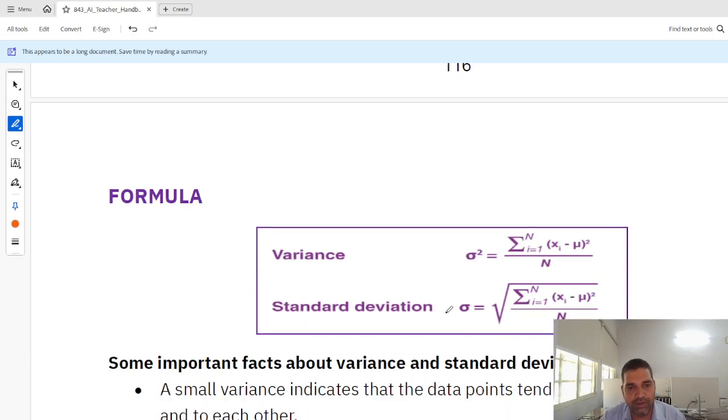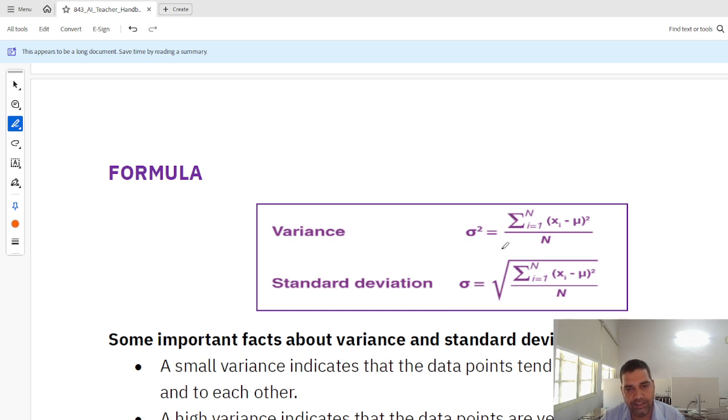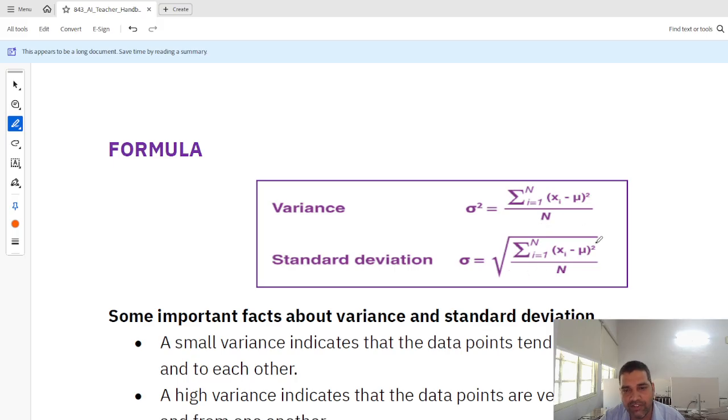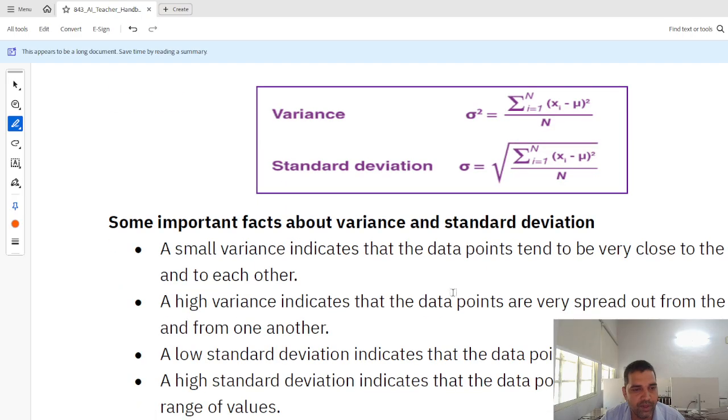Similarly, here is the formula for the variance: sigma squared equals the sum of (xi minus mu) squared, divided by n. Mu is the mean here. Take xi, each data point, minus the mean, square it, and divide by n. For standard deviation, find the square root of this variance. Basically, we can say sigma equals the square root of sigma squared.